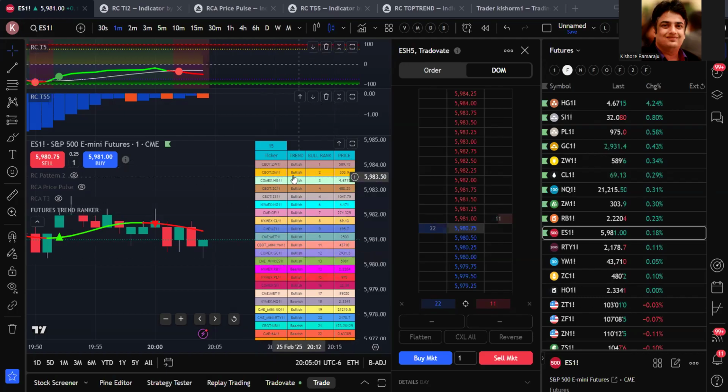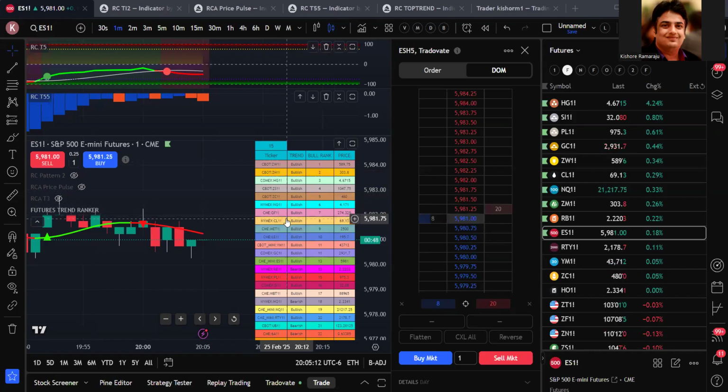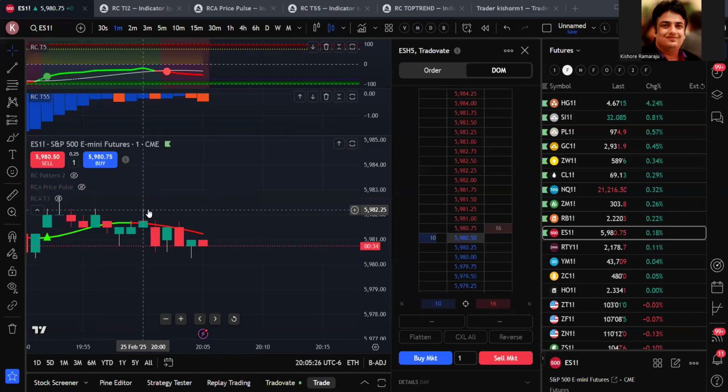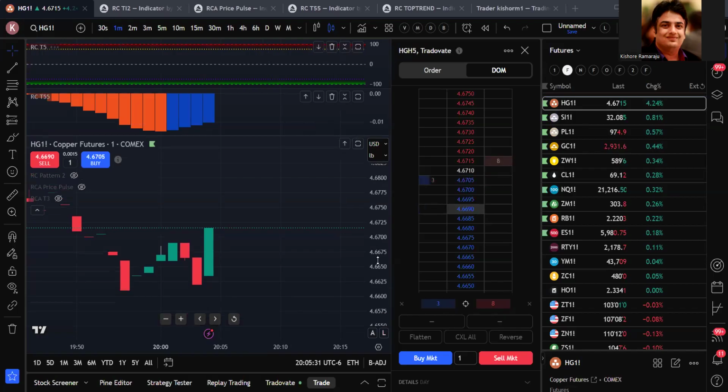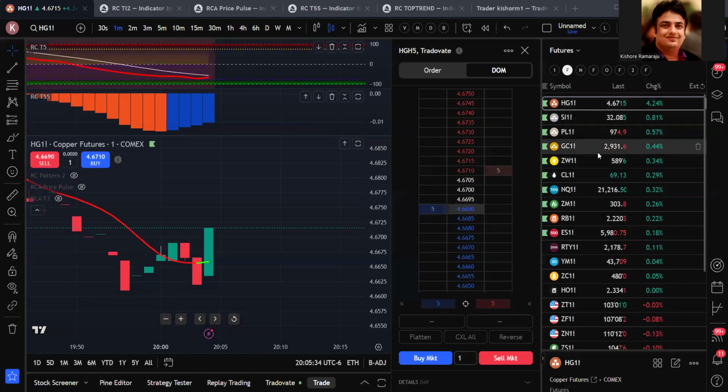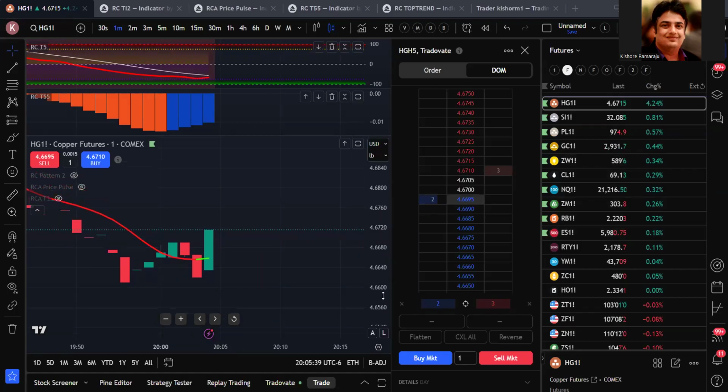So out of this, we know generally copper will move well in the evening hours. Natural gas will move well in the evening hours. So we can see that copper, natural gas, crude oil, GC, they are bullish. So now you can remove this and mainly look for buy signals. Whenever you get a buy signal on copper or gold or crude oil or natural gas, we want to focus on the buy signals.